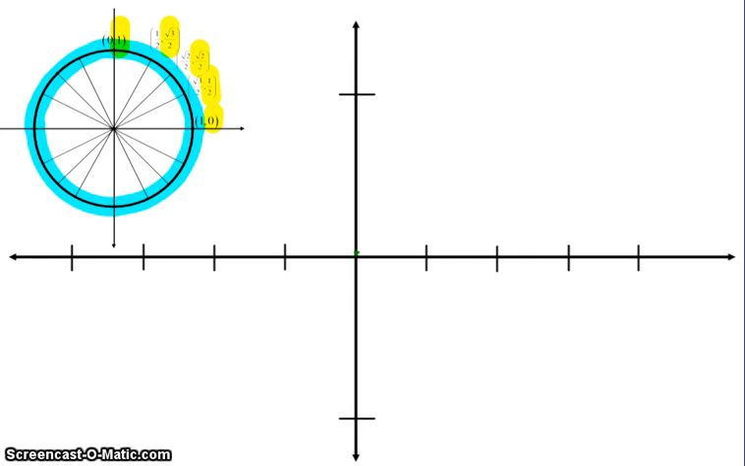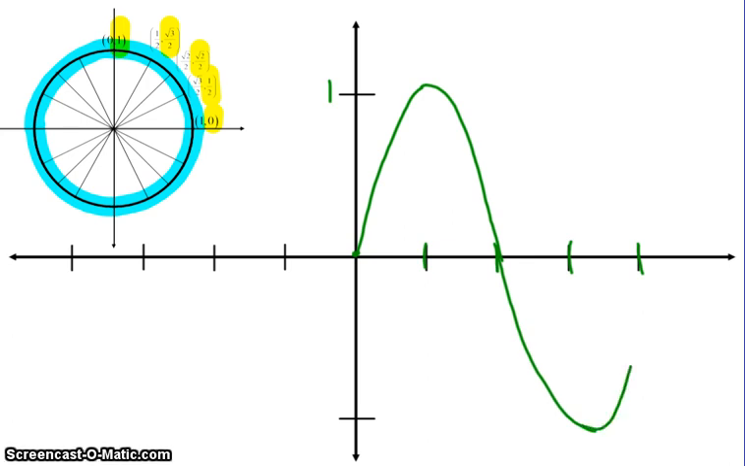I start at 0, and each one of these tick marks on my graph counts for 1/4 of the circle, and this is 1. So at the end of 1/4 of the circle, I've moved up to 1. By the time I finished half the circle, I moved down to 0 again. At 3/4 of the circle, I'm down at -1. And by the time I finish the circle, I'm back up at 0. Looks a lot like the schematic that's on the front of your calculator things.